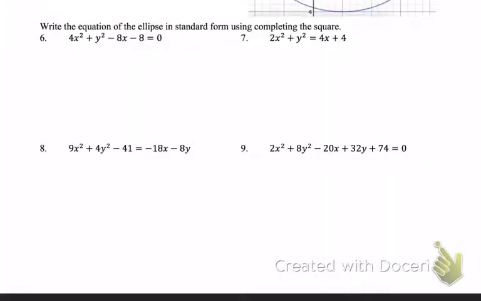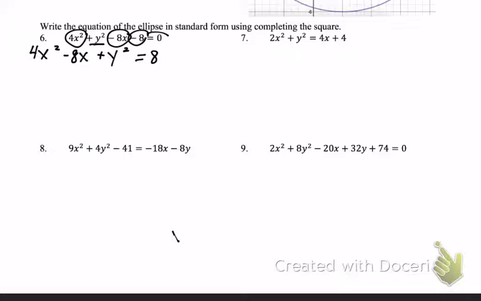Okay, then the last 4 examples are going to be completing the square. So this is kind of a review, but let's just go over a few of them. Remember that when you're completing the square, you want to get the x's together. So I'm going to put 4x squared minus 8x together. And then I'm going to put my y squared, so plus y squared. There's no other y. Then I'm going to move my constant over, equals 8.